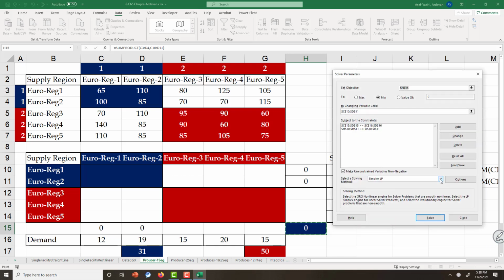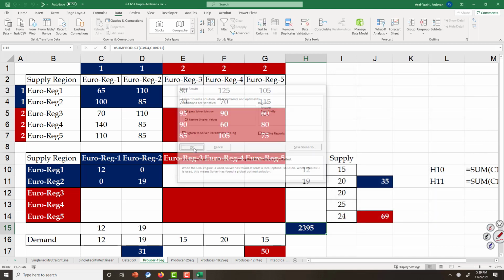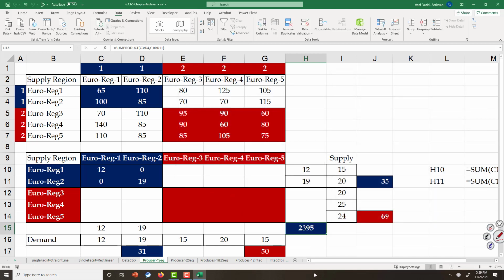Simplex, not nonlinear, but simplex, which is an effective approach to solve linear programs, developed by George B. Danzig at Stanford University during World War II. Solve. And this is the optimal solution for firm 1.